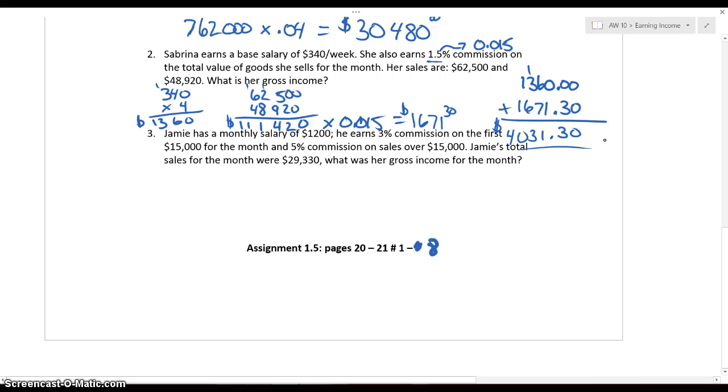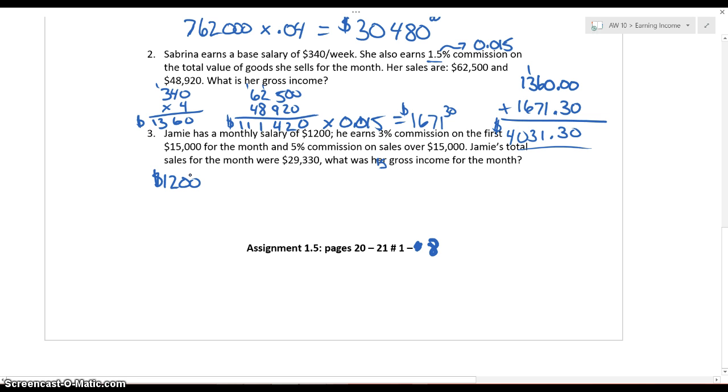Okay, Jamie has a monthly salary of $1,200, and he earns 3% commission on the first $15,000 for the month, and then 5% on any sales over $15,000. Total sales for the month were $29,330. What was his gross income for the month? Well, he already earns $1,200, so that is a given. Even if he didn't sell anything, he still earns $1,200.